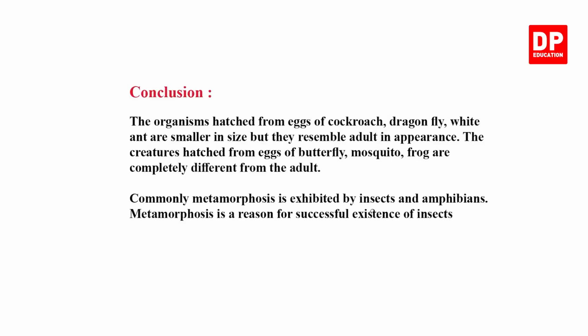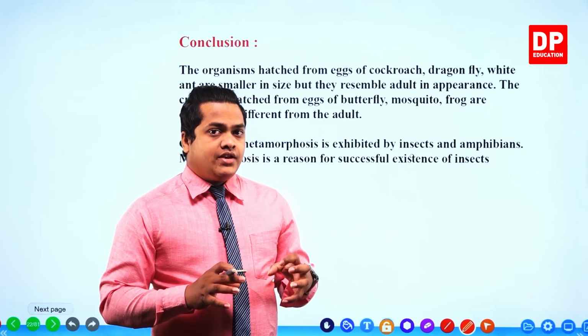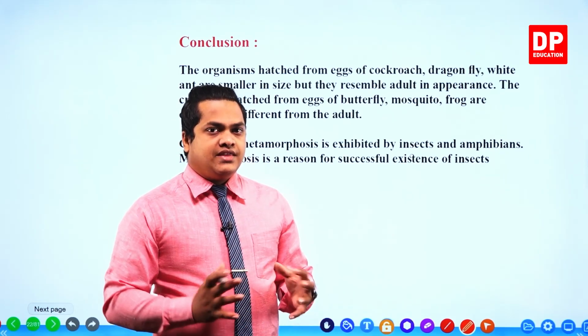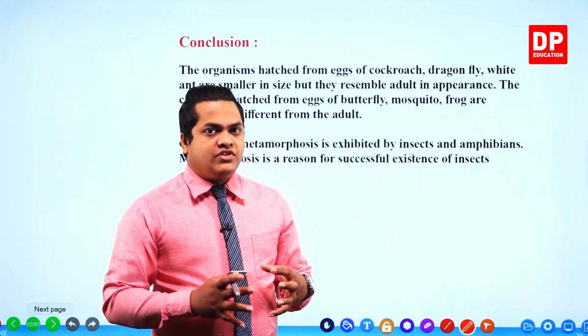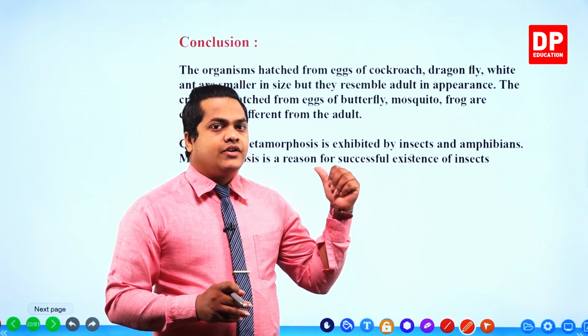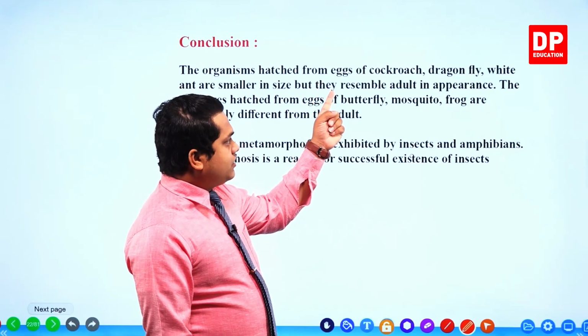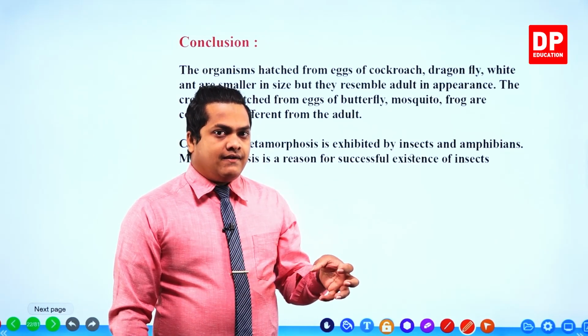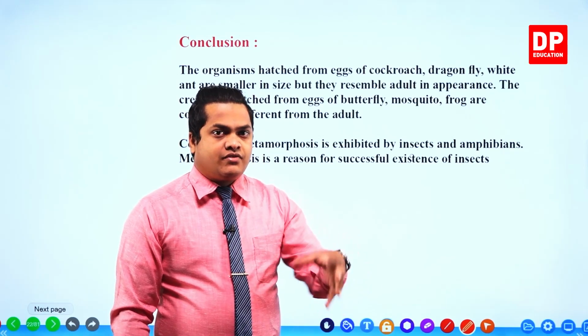Right then, so here the conclusion is given now. The organisms hatched from eggs of cockroach, dragonfly, white ant are smaller in size, but they resemble the adult in appearance. I didn't write down the white ant, but I told you that most of the bugs and the beetles who are living terrestrial have structures similar to the structures of the adult organism. So the cockroach, dragonfly and the white ant, these terrestrial insects, have similar features to the adult after hatching out from the egg.